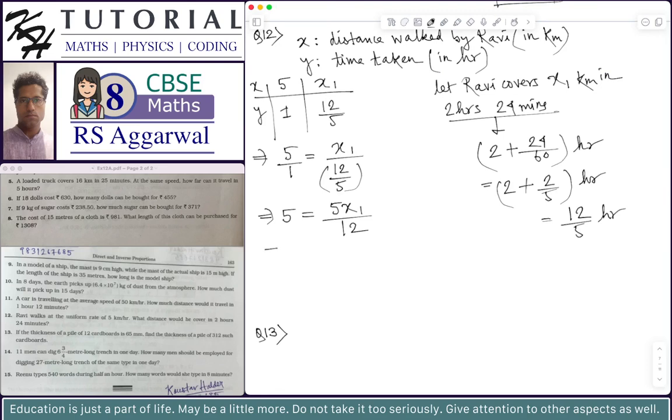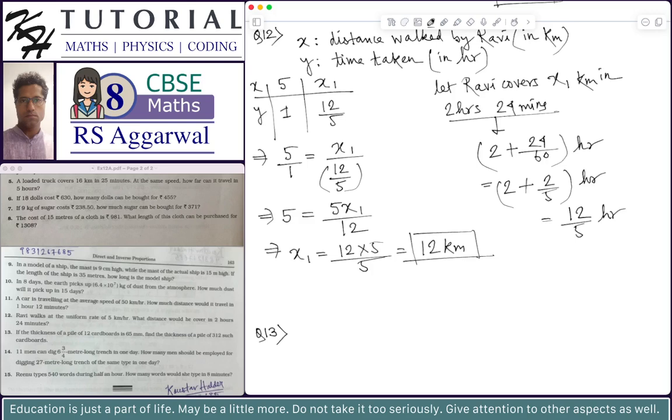So this implies x1 is equal to 12 into 5 divided by 5, which is equal to 12 kilometer. So in 2 hours 24 minutes, Ravi will walk a distance of 12 kilometer.